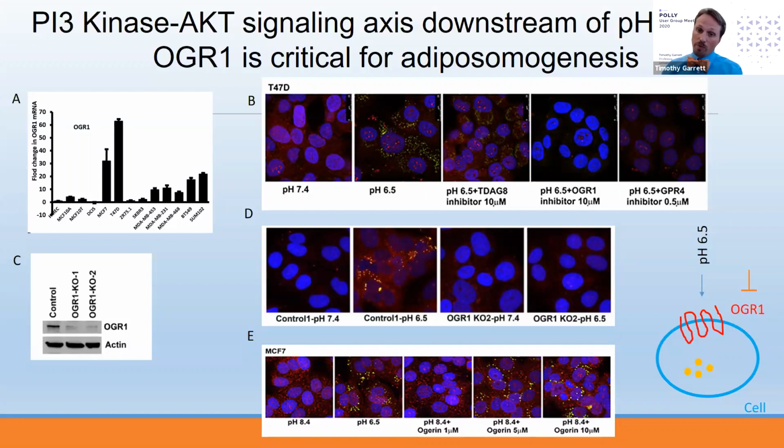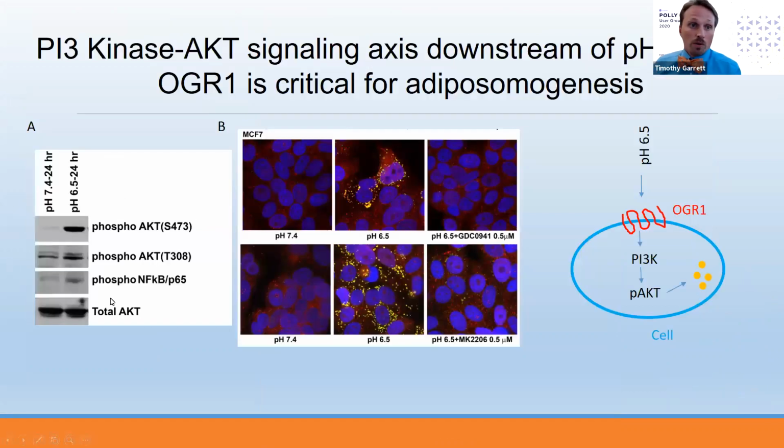So overall, what we can observe from this is that by blocking OGR1, we can reduce lipid droplet formation, a potential treatment product. So we also know that the G protein coupled receptors, such as OGR1, activate PI3 kinases and the phosphorylation of AKT.